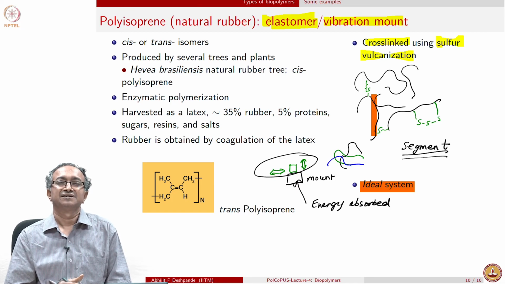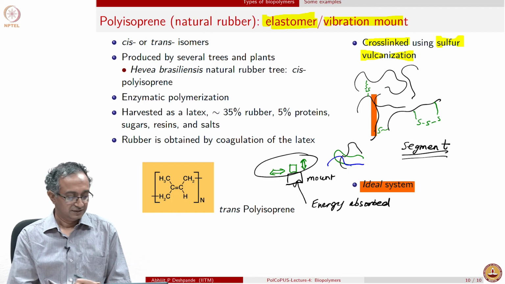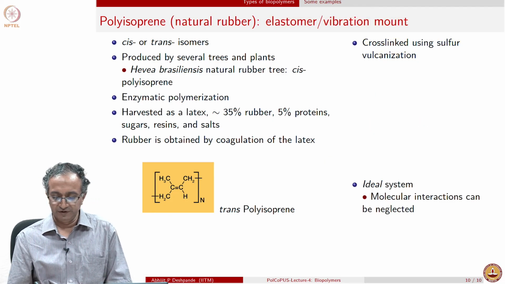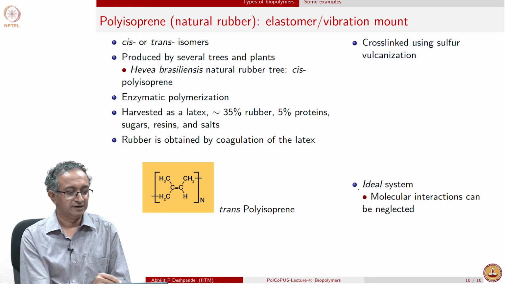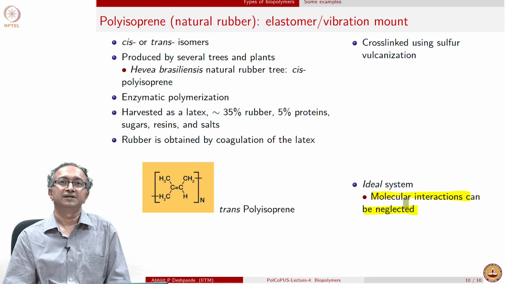Here, therefore, we have seen two beautiful examples of biopolymers. In one case, xanthan gum, molecular interactions were everything that was important, and in rubber, molecular interactions could be neglected to explain the features of its application. Just to remind you again, when we say an ideal system, what we mean is molecular interactions can be neglected, which is what we did in explaining the elastomeric and vibration mount properties of rubber.